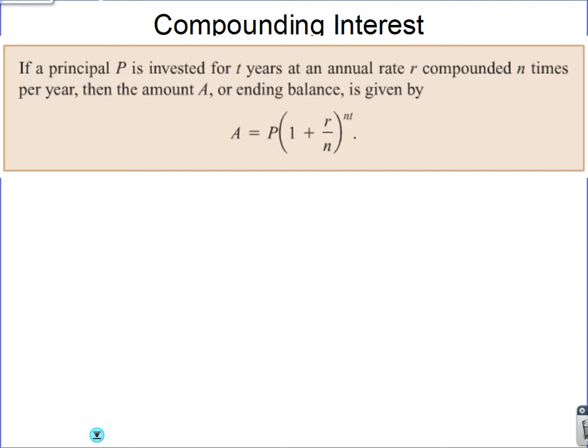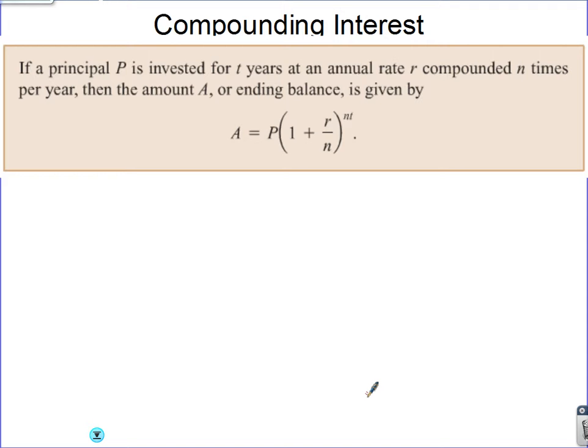Compounding interest. A little bit different from your I equals PRT formula that you used to have back in the day. When you put money into the bank and it starts gaining interest, interest is compounded at different rates. What I mean by that is, let's say you took $1,000 and you put it in the bank, and you earn, let's say, 1% interest on that.